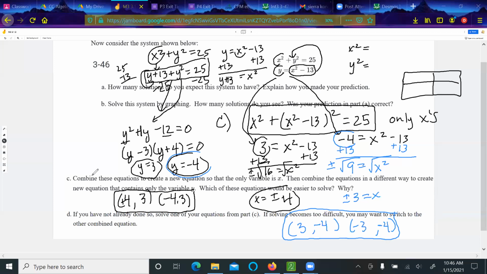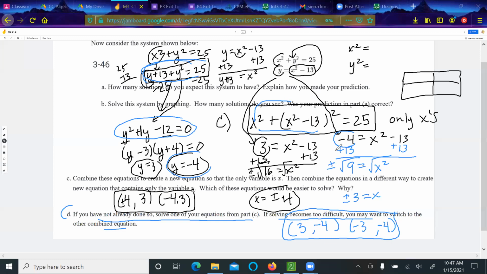Okay, those are solutions. What did D say? If you have not already done so, solve one of the equations from part C. If solving becomes too difficult, you may want to switch to the other equations. Yeah, so we used the 2, we didn't use this one, right? We could have solved that one, but we used these 2, and we combined them to be this, and then we factored them, and that was easier than the other route.